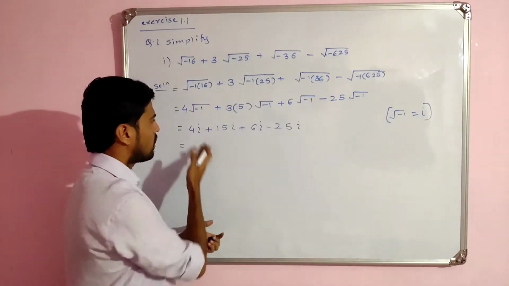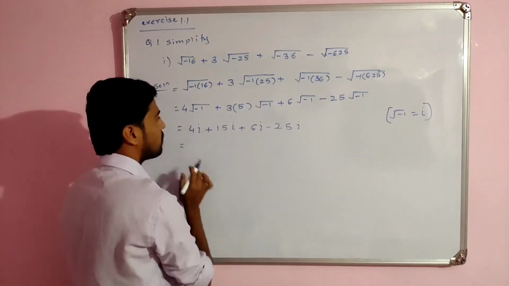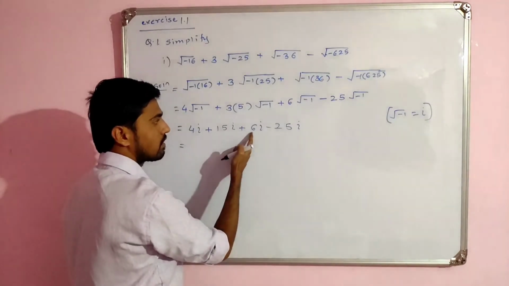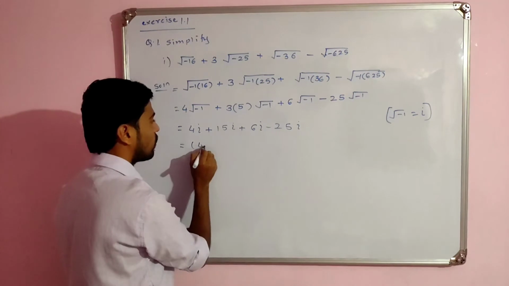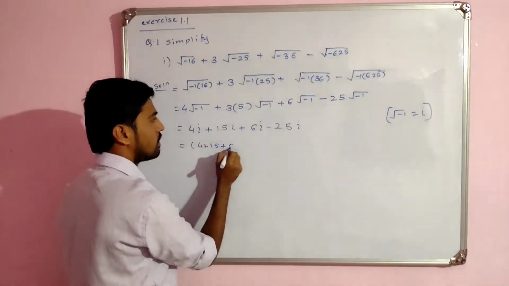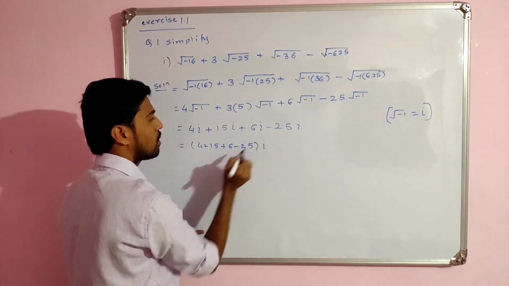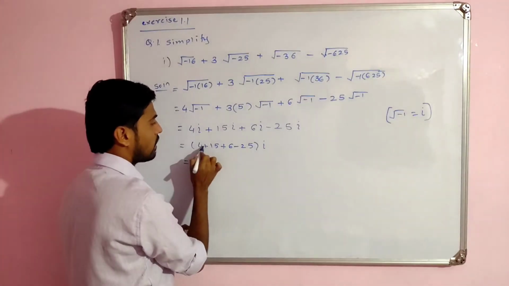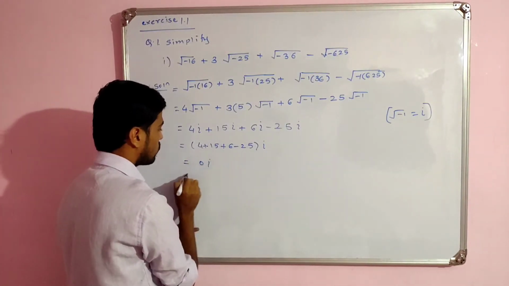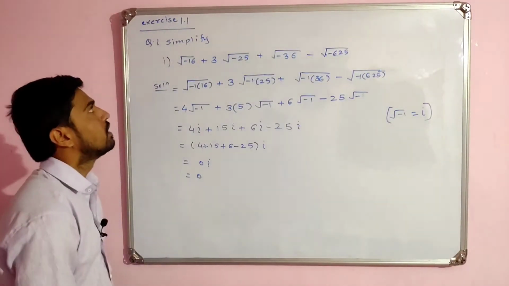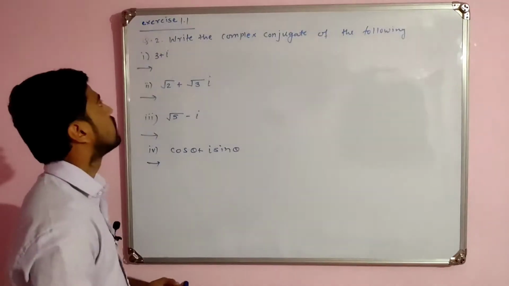So addition of complex number 4 plus 15, 19, 19 plus 6, 25 and 25 minus 25, taking I common, 4 plus 15 plus 6 minus 25, taking I common, okay. So 4 plus 15, 19, 19 plus 6, 25, 25 minus 25, 0 into I, so is equal to 0. So this is the solution.